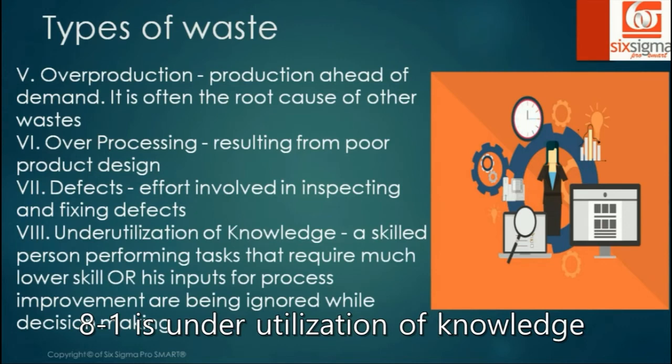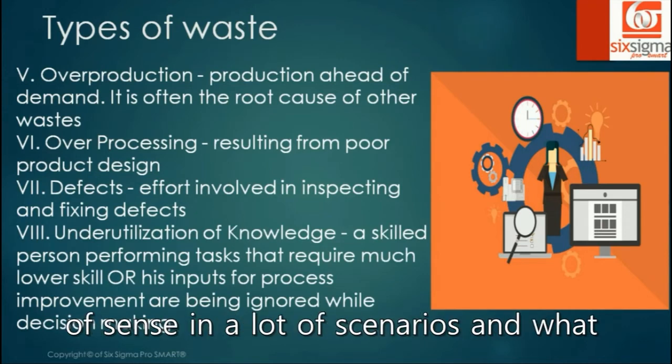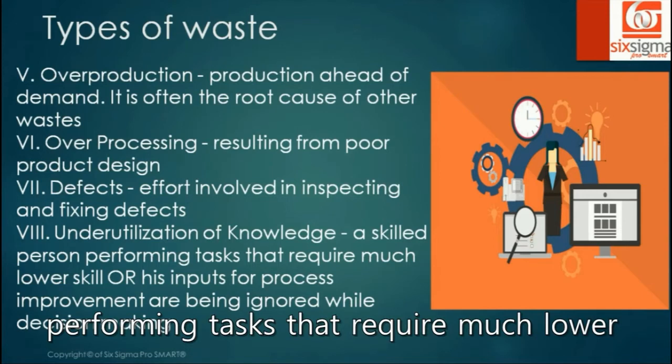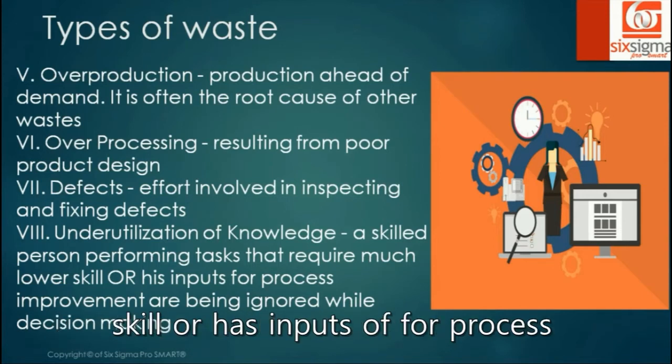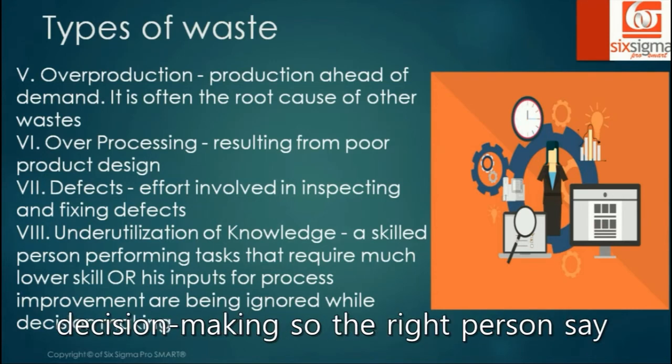Eighth one is underutilization of knowledge. This was added later, but it makes a lot of sense in a lot of scenarios. And what it covers is that a skilled person performing tasks that require much lower skill, or his inputs for process improvement are being ignored while decision making.